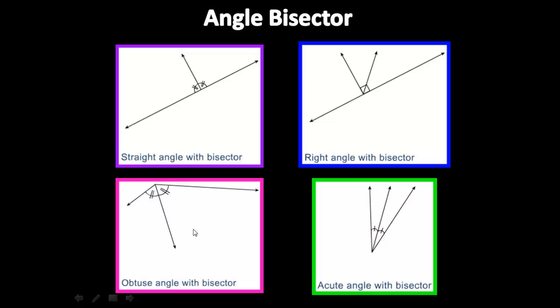Down here we have an obtuse angle with bisector. I'm not sure what the angle measure is. Looks like it may have been 120, something like that. Say it was 120. These two angles with the little tick marks would now be 60 degrees each. Over here we have the acute angle with the bisector. Let's say it's 20 degrees. Now each one of these angles is going to be 10 degrees. So remember, a bisector will divide the angle into two congruent parts. Our angle bisector will be two congruent angles.